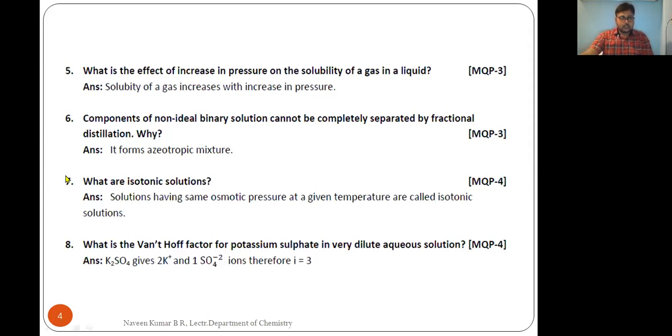Next, question number 7, again from model question paper 4. What are isotonic solutions? You can recall, based on osmotic pressure, we learned 3 types of solutions: hypertonic solution, hypotonic solution, and isotonic solution. Isotonic solutions are those whose osmotic pressure is the same. If 2 solutions have the same osmotic pressure, then they are referred to as isotonic solutions. That is what is asked in the question. Along with that, recalling hypertonic and hypotonic with examples will be helpful to remember.